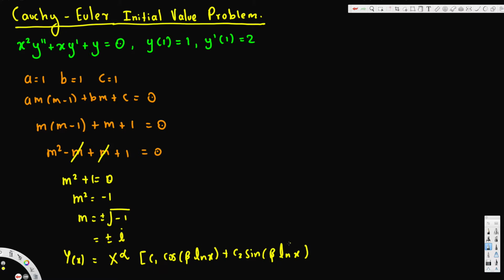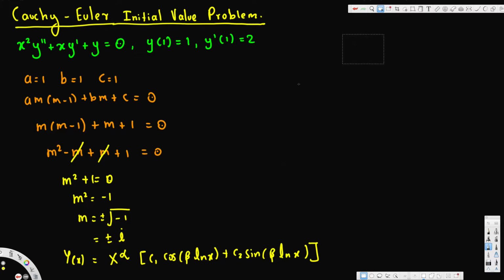Now this is only for Cauchy-Euler. If we have a normal second order differential equation, the pattern will be e power alpha x multiplied by c1 cos beta x plus c2 sin beta x. Here the difference is that we have ln, and also this is x power alpha instead of e power alpha x.